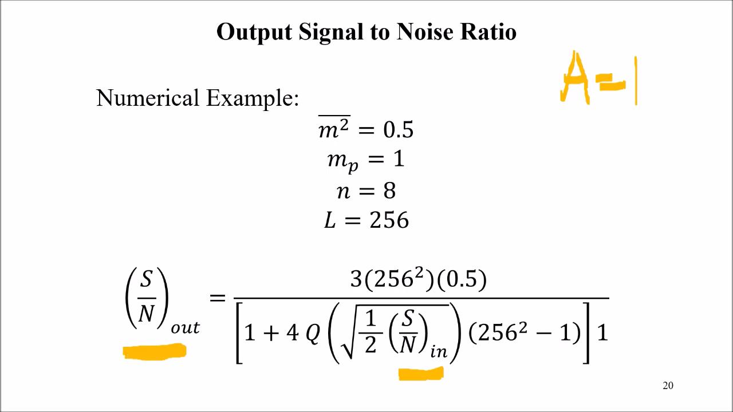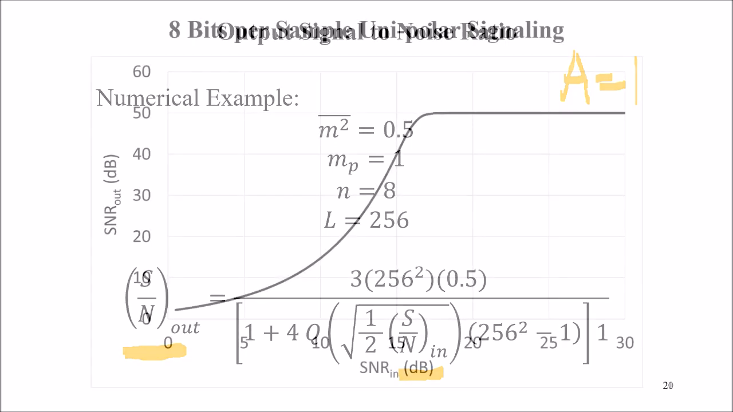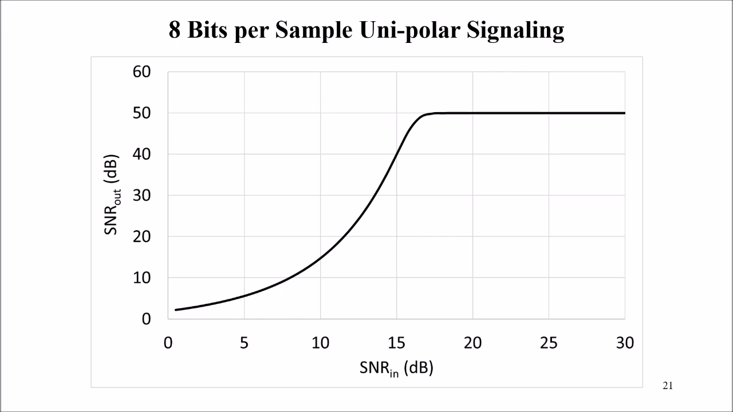Again, I wouldn't want to do this by hand. It would be very tedious, but having the computer do it is not so tedious, and the result is shown after I push the button. This is the noise performance of a binary system with unipolar signaling and 8 bits per sample. Across the bottom is the signal to noise ratio at the input. This is determined by the variance of the random Gaussian distributed noise, the value of sigma n squared.